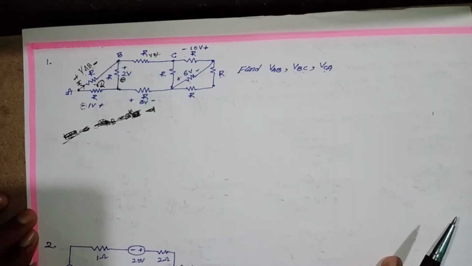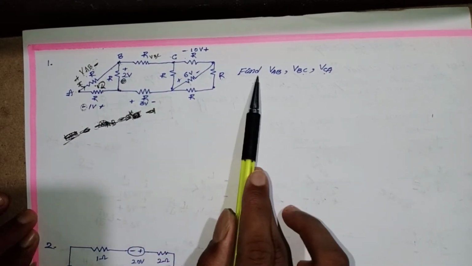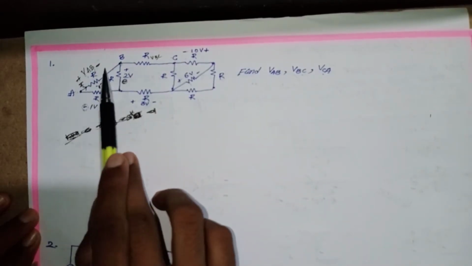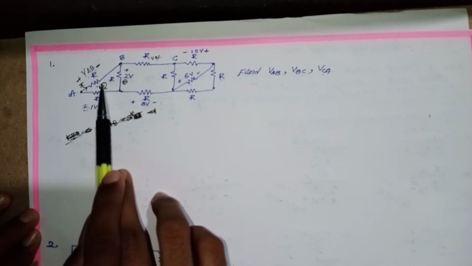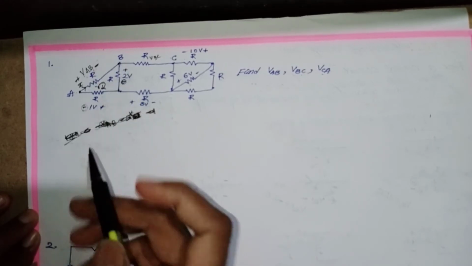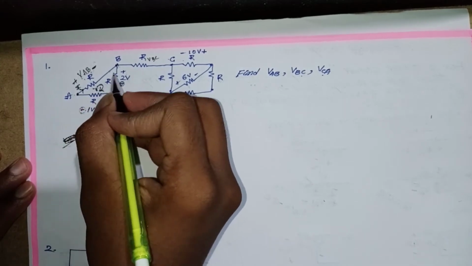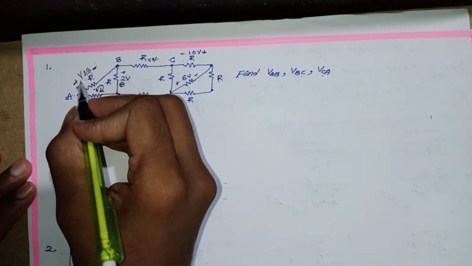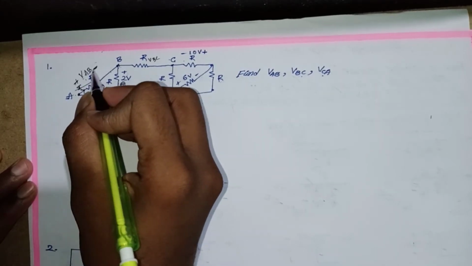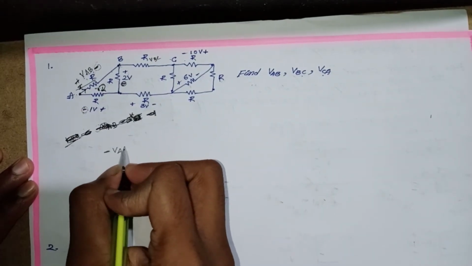Let's move on to the problem in this video. It is one of the GATE questions. In the given figure, we find VAB, VBC and VCA. We first find VAB. How to calculate VAB? We apply KVL in this loop. Let's try. We move from this point to this point, taking VAB. We move in this direction. The leaving side is negative, so minus VAB.